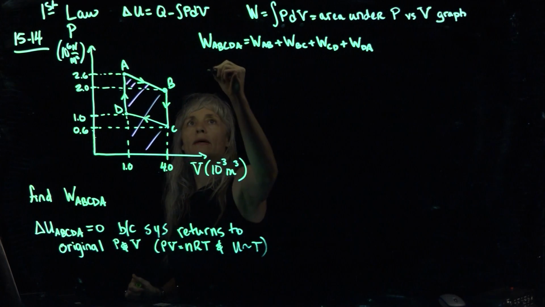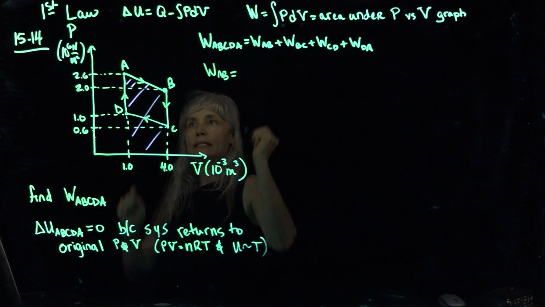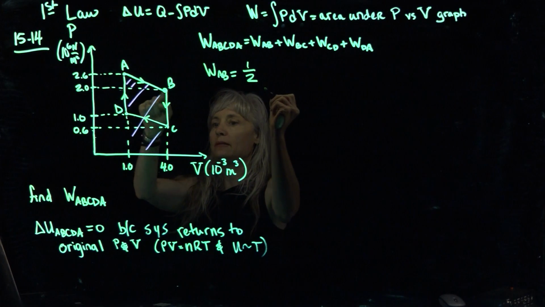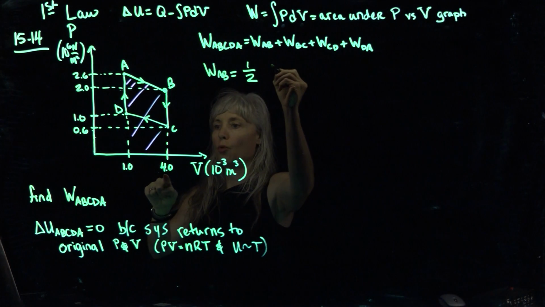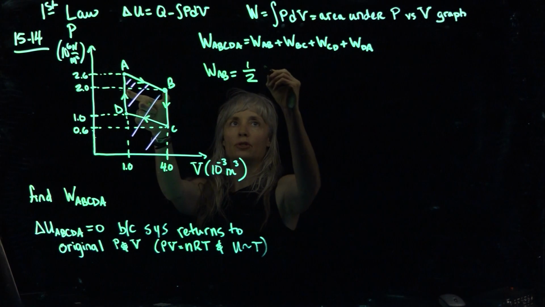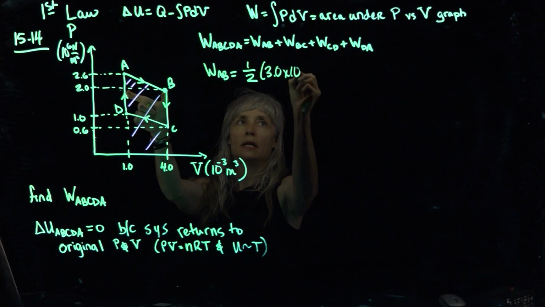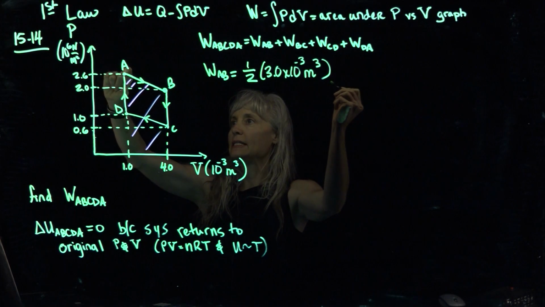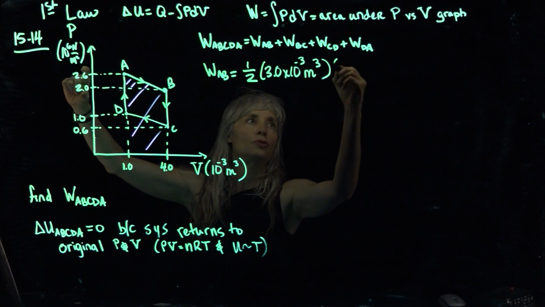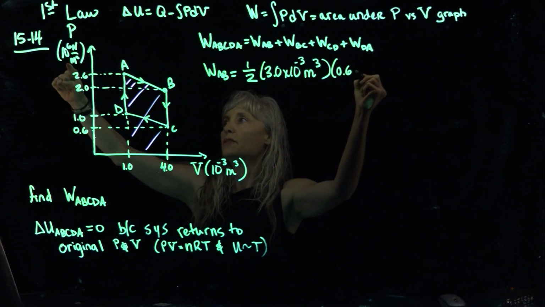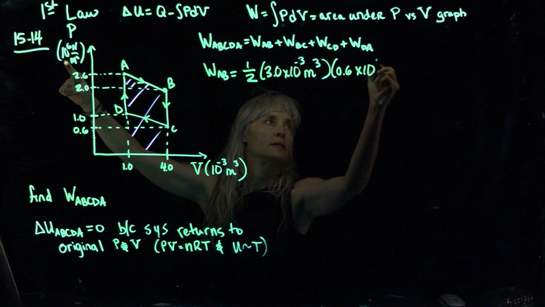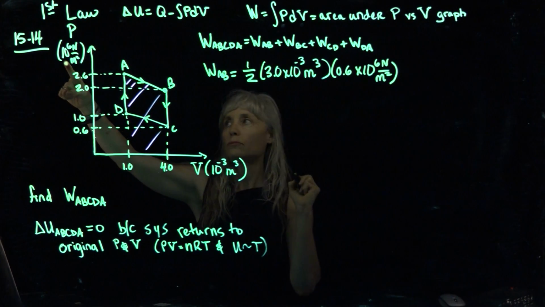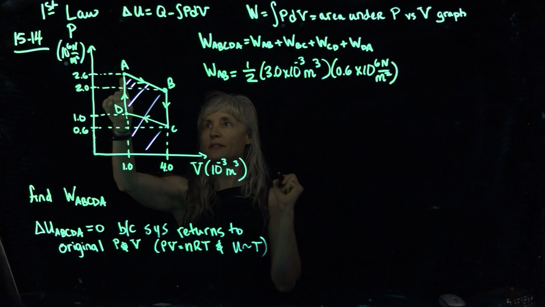So I can write then the work from A to B as the area of this little triangle here. That's going to be 1/2 the base. The base is 4 minus 1, that length right there, which is 3.0 times 10 to the minus 3 cubic meters, times the height, and this height right here is the difference between these two numbers, 0.6, times 10 to the 6th newtons per meter squared. So that's this piece of the work.